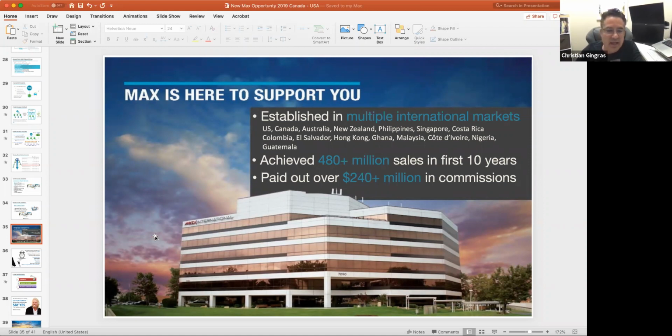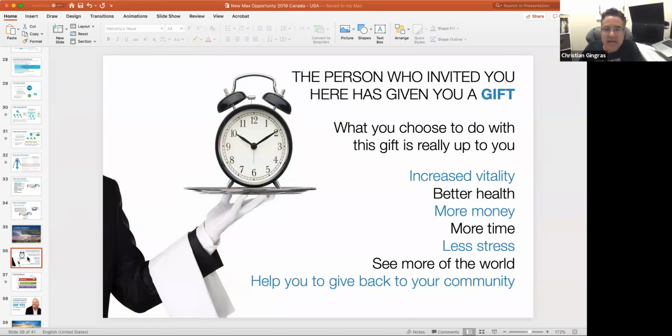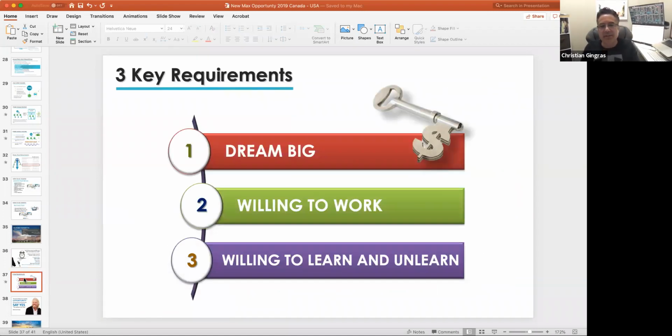Right? And then we end with the fact that this person is giving you a gift, and it's up to you to decide if you want to be part of this or not. And then we just reemphasize increased vitality, better health, more money, more time, less stress, see more of the world, literally, and help to give back to your community, which many, many people have done. Right? And then we move on, and that's when we end the presentation.